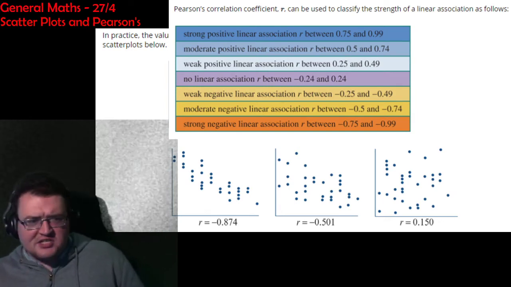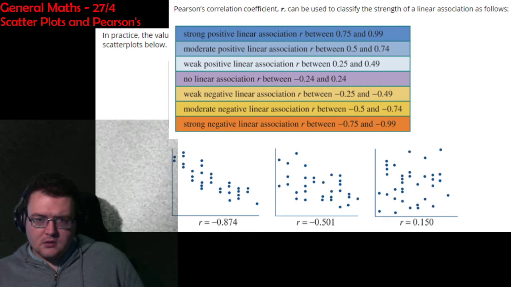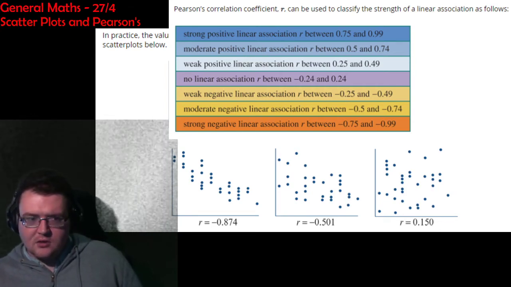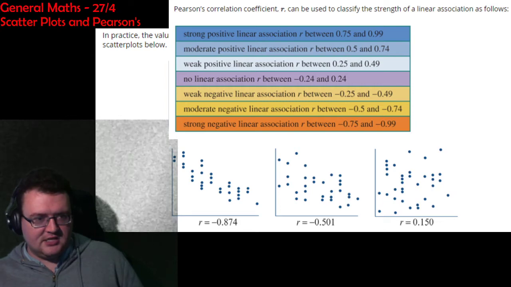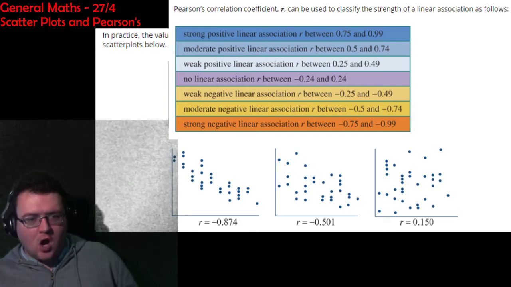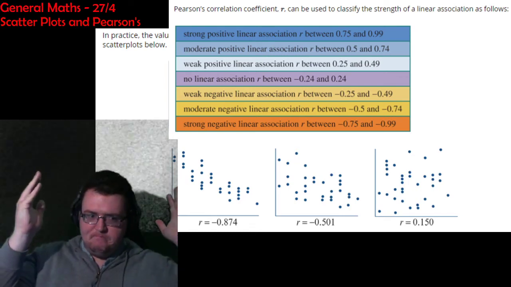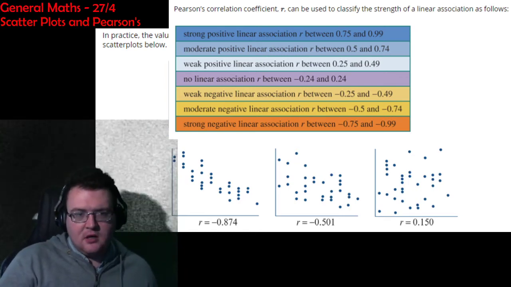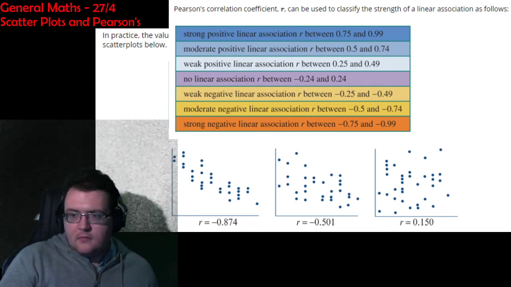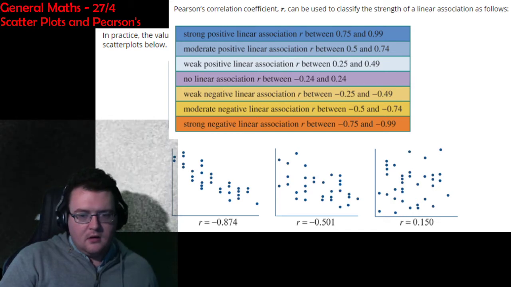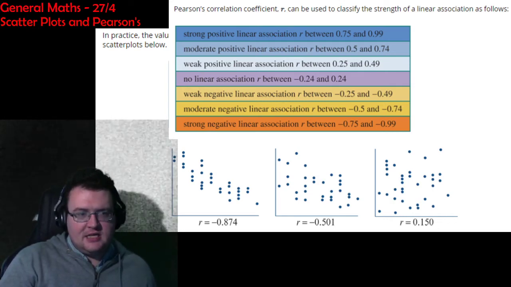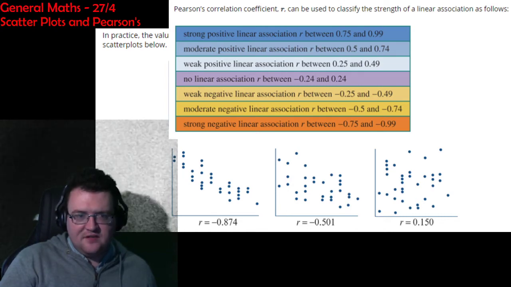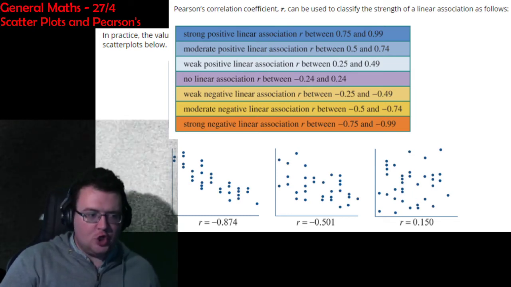And for the last one, would you say there's an association there at all? It's just a bunch of dots all over the place. Some things happen to line up, but if you look at the entire data set, nothing. It doesn't make any sense. No, it is 0.15, which is in that no linear association range between negative 0.24 and 0.24. If you said it was weak on a SAT, you would be wrong.